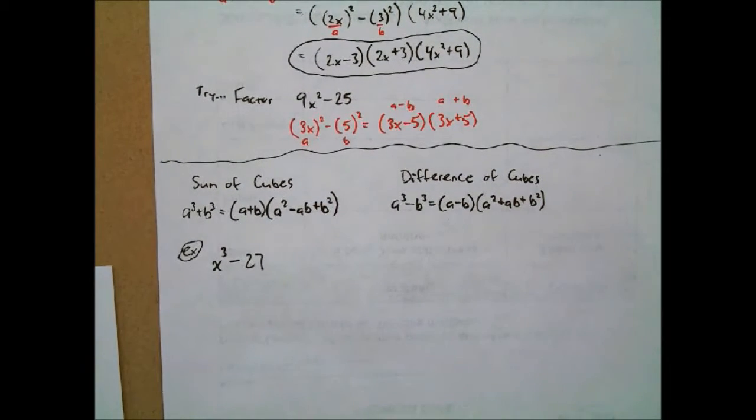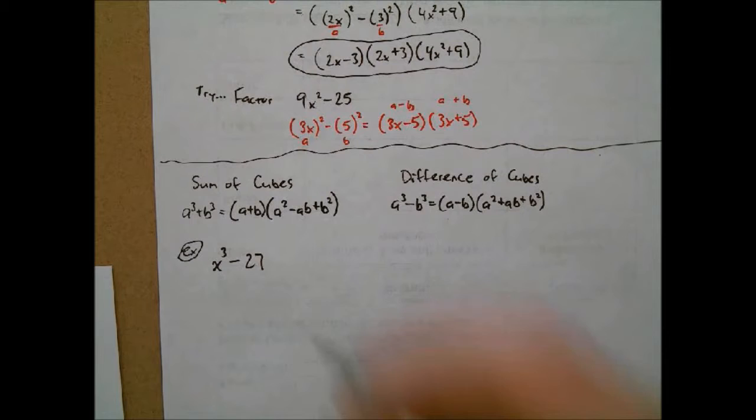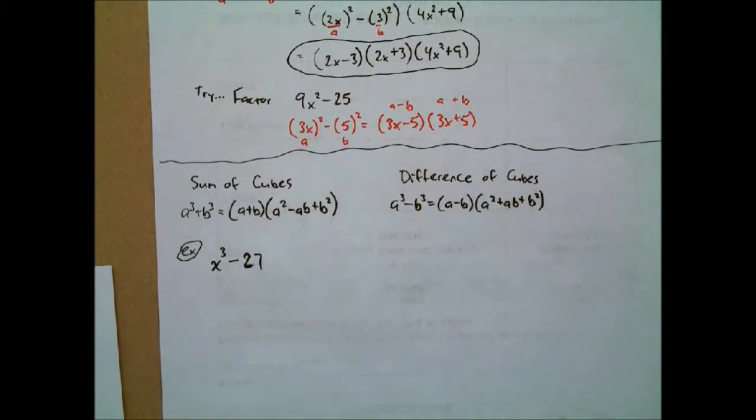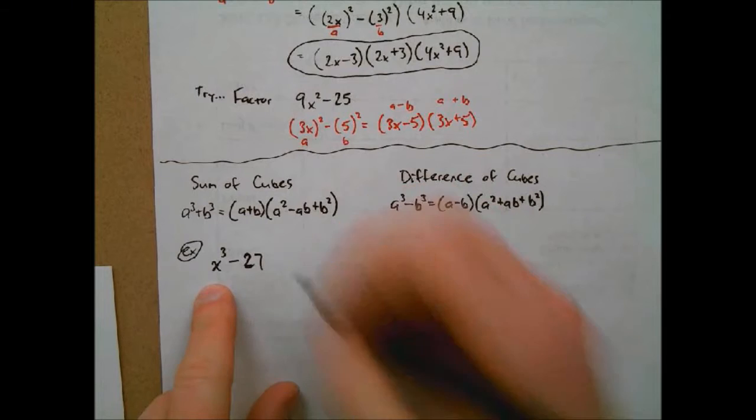Is x cubed a perfect cube? Yes, it's a perfect cube of what? What cube gives you x cubed? Just x, right? Not a trick question. When you cube x, you get x cubed. Is 27 a perfect cube? Or in other words, what times what times what gives you 27? 3 times 3 times 3. 3 cubed is 27.